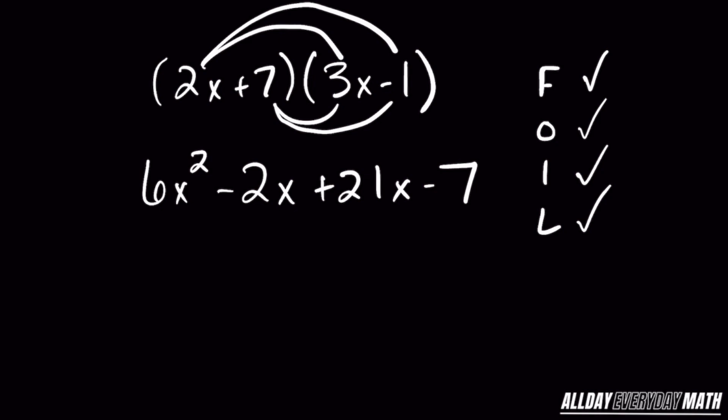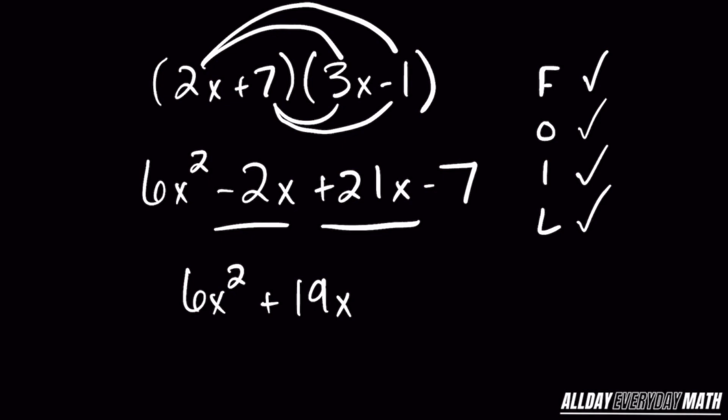So now all we have to do is, again, combine like terms. So the negative 2x and the positive 21x need to be combined. And so let me go ahead and bring down my 6x squared. And then negative 2x plus 21x is going to give us positive 19x, because negative 2 plus 21 is positive 19. All right, and then we're going to bring down our minus 7. And we are through with this problem.